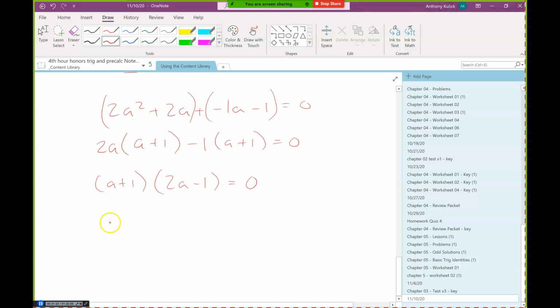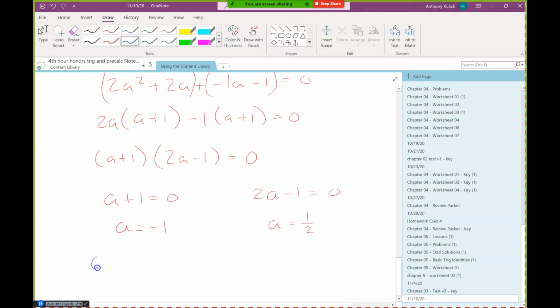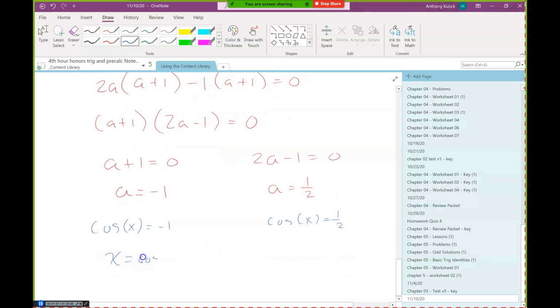So at this point, once we have it factored, we can apply the zero product property, set each of these factors equal to 0, and solve them independently. So I get a equals -1, and then a equals 1/2. But remember, are we solving for a? No, we're solving for x. So let's replace a with cosine of x. And then we'll apply our inverse, as I heard somebody whispering.